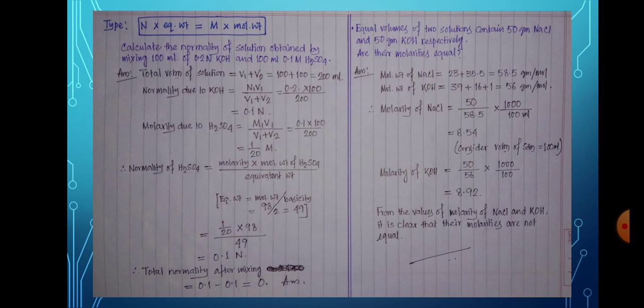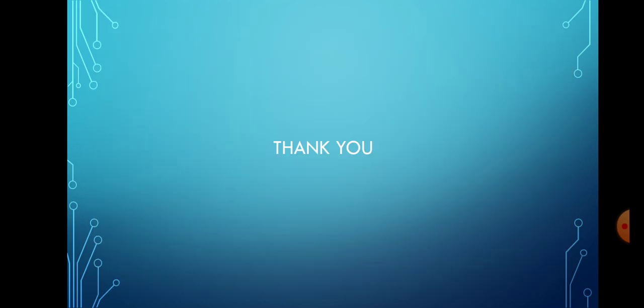Therefore, molarity of sodium chloride equals 50 by 58.5 into 1000 by 100 ml, equals 8.54. Here I consider the volume of the solution equal to 100 ml, and molarity of KOH equals 8.92. From the values of molarity of sodium chloride and KOH, it is clear that their molarities are not equal.